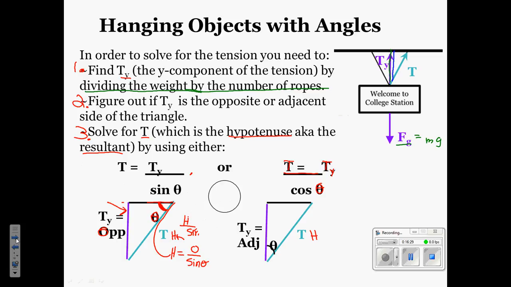So there's that situation. There's another situation where your problem may say to the vertical, and if it says to the vertical, it's referring to the angle being down here. That's closer to the sine itself. So if my angle is down here, and I always know that this side is my big T, which is also my hypotenuse, therefore this is my adjacent and this is my opposite.